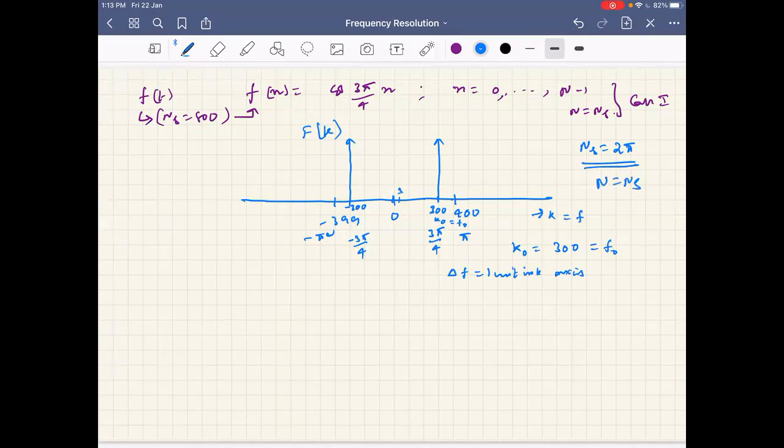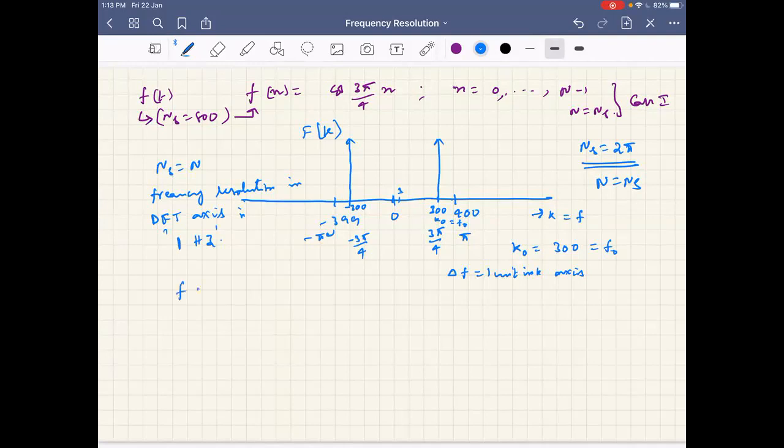So for this situation, where Ns is the same as N, the frequency resolution in the DFT axis is how much? It is 1 Hz. You have 1 Hz frequency resolution, correct? So now consider the next example.